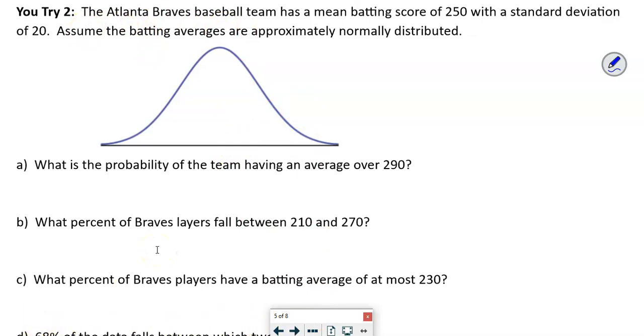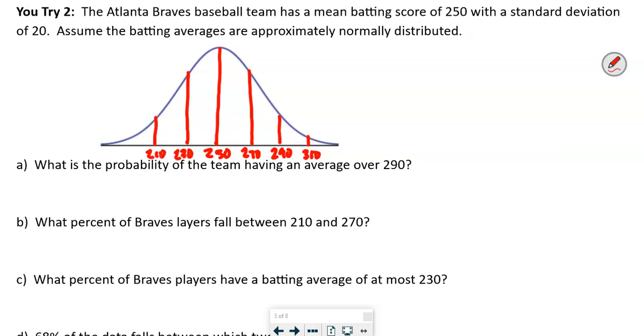So again, we're going to work this out. I'm going to put in the middle here my mean. So this says the mean batting score was 250. So we're going to add 20 to all the numbers on the right. So this is 270, 290, 310. And then for the left side, we're going to subtract, right? So we're going to get 230, 210, and then what? 190, okay?